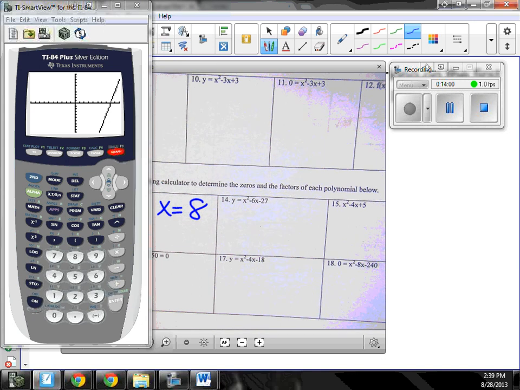So what is the factor associated with x equals 8? Remember yesterday we took a polynomial, turned it into factors, and then turned it into roots. X minus 8. There we go.